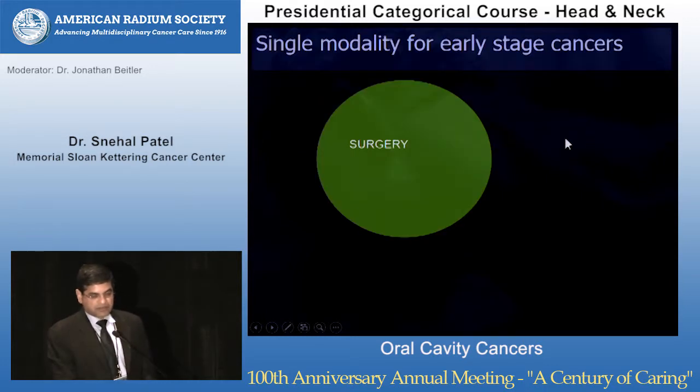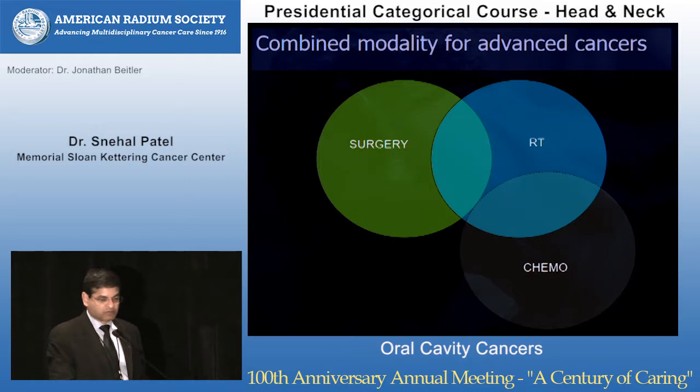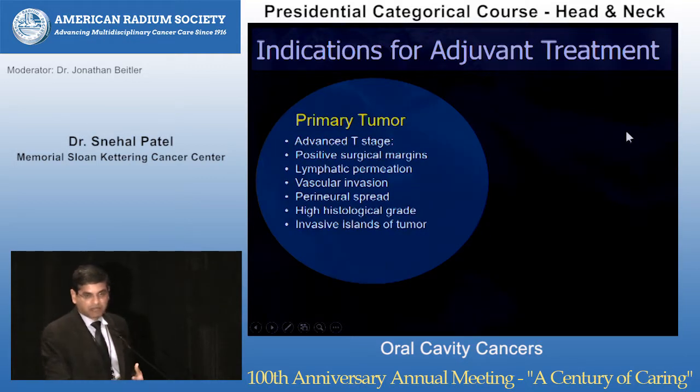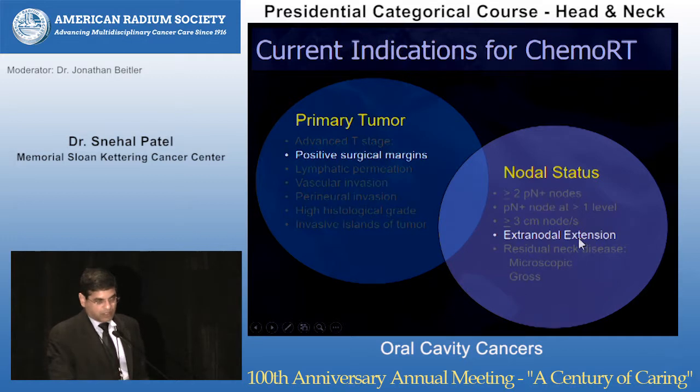In terms of treatment, this is a surgical disease. Oral cavity cancer is managed primarily by surgery. If it's an early stage cancer, surgery alone is enough. If it's more advanced, surgery is followed by either radiation therapy or a combination of radiation and chemotherapy. And the indications generally depend on certain features of the primary tumor, advanced T stage, margins, and other histologic features. Features of the neck, more than 2 lymph nodes, more than 1 level involved. Extranodal extension is a big issue, and whether you're able to get complete resection in the neck or not.